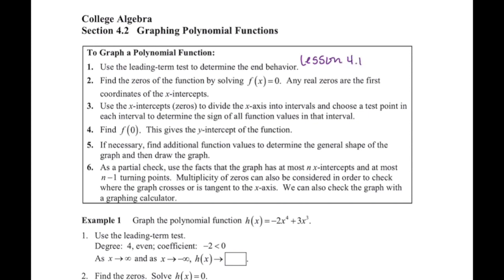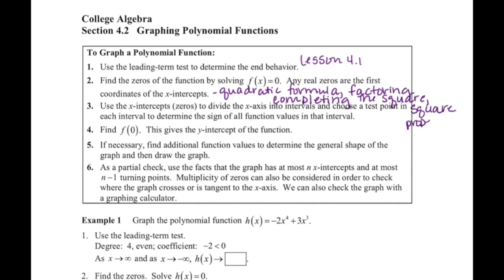Then we're going to find the zeros of the function by solving. Any real zeros are the first coordinates of the x-intercepts. So we could use the quadratic formula. You could use factoring. You could use completing the square. Or even the square root property that we learned back in Unit 3.